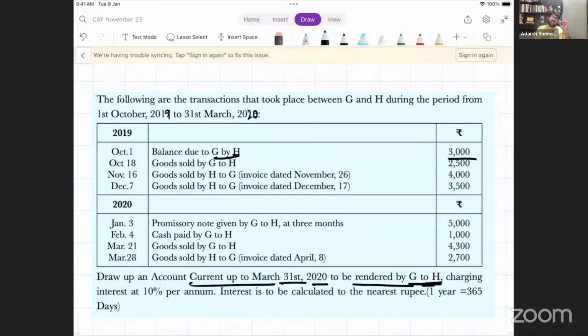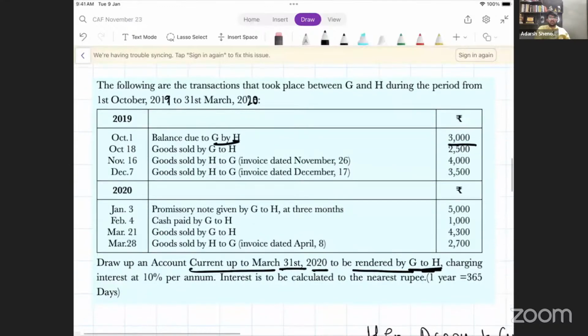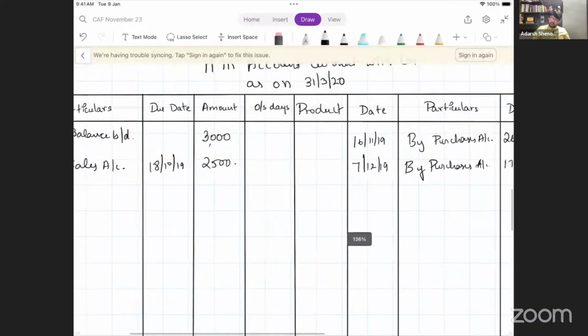Promissory note given by G to H. So I'm giving the promise. I'm G, I'm giving the promise to H. So it's a payable for me. I am promising to pay. Simple. No difficulty at all here. So I'm giving the promise, so it's a bill payable for me.